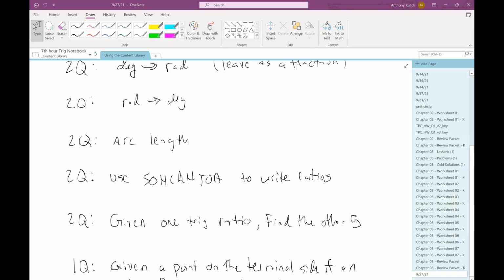Shoot, do I need to put the formula in there? No, let me look real quick. It's an important question, right?